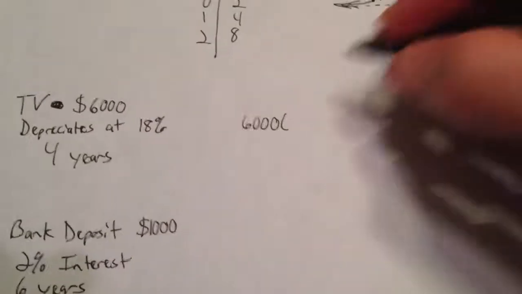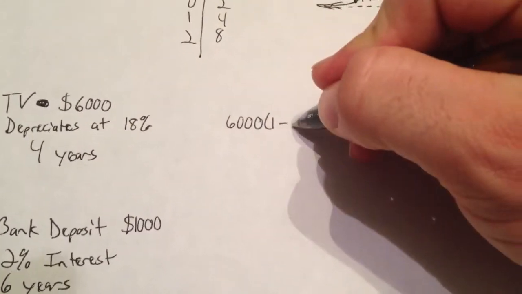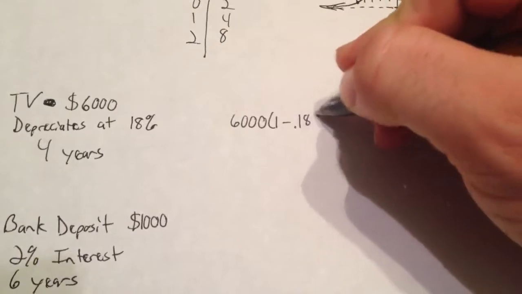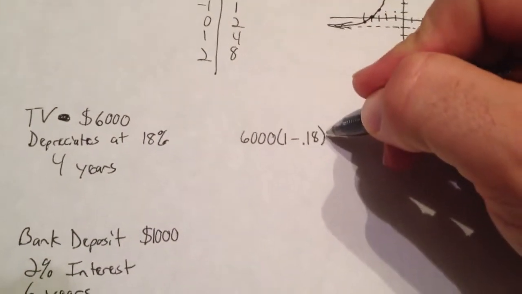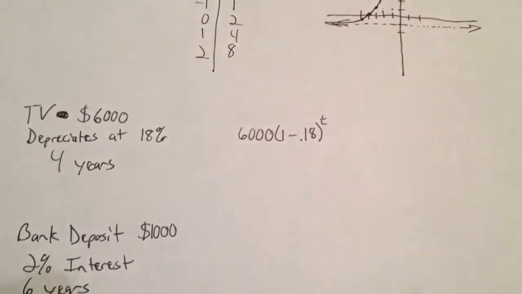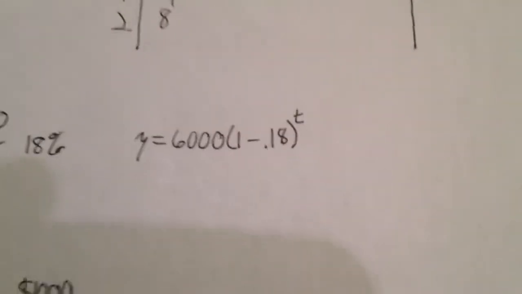So, if we look at this guy, remember we have our beginning amount multiplied by our parentheses. Inside our parentheses, we're going to have 1 minus the rate of 0.18. 18%, remember, as a decimal is 0.18. And we're going to raise it to the t, the time power. And that's going to give us our amount that our TV is worth.